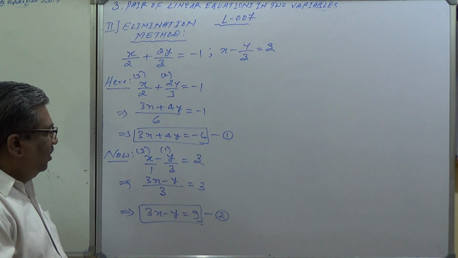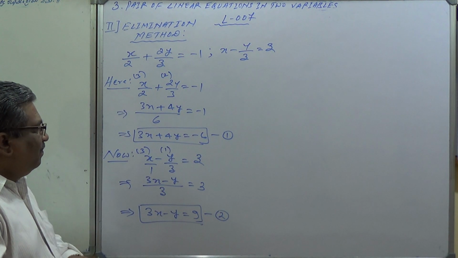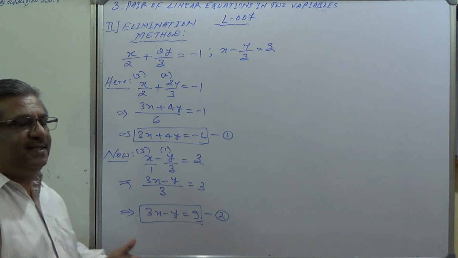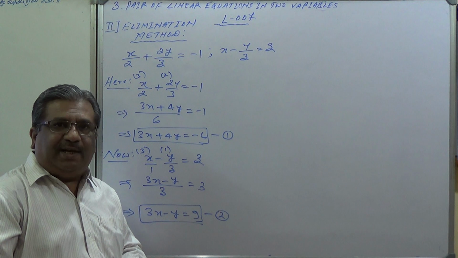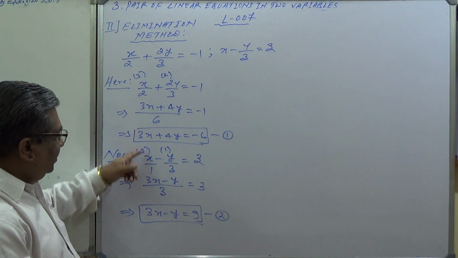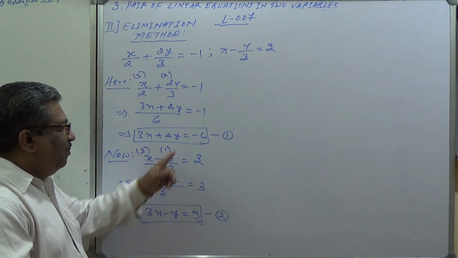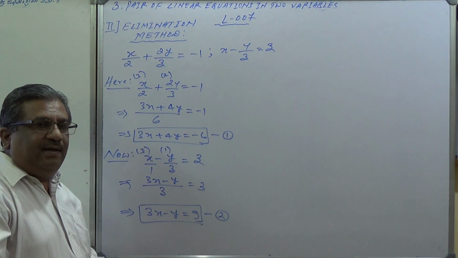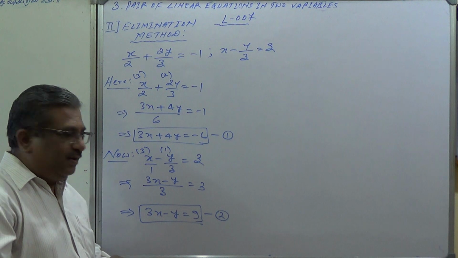Out of these two, which one would you like to eliminate? That variable where the coefficient remains same is the one that I would like to eliminate. Here 3x, here also 3x. In both the equations 3x is same. Hence, I would like to eliminate the variable x over here.